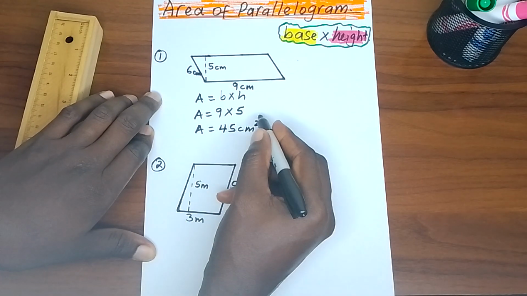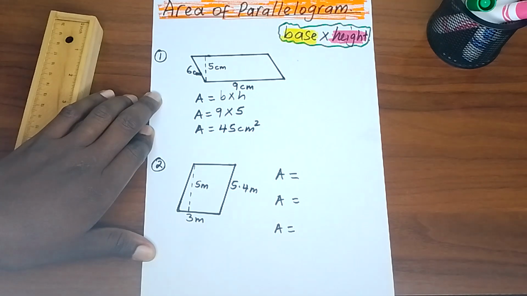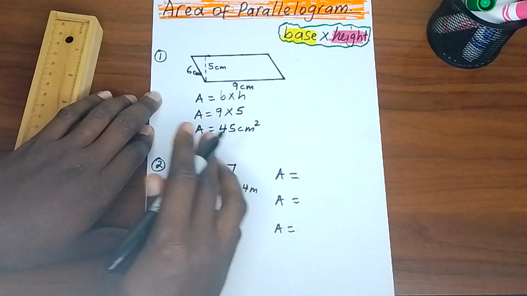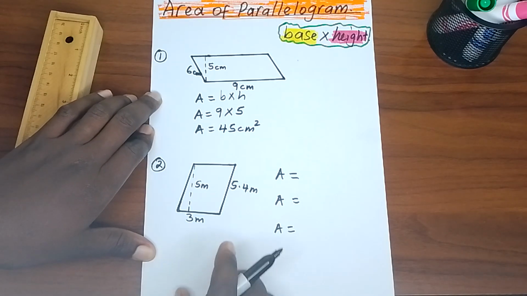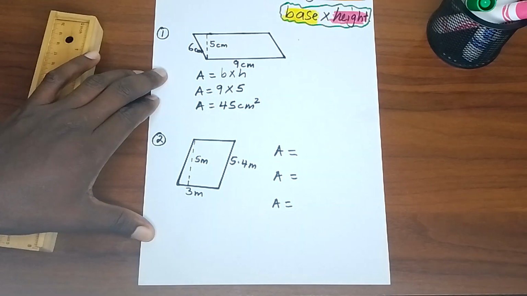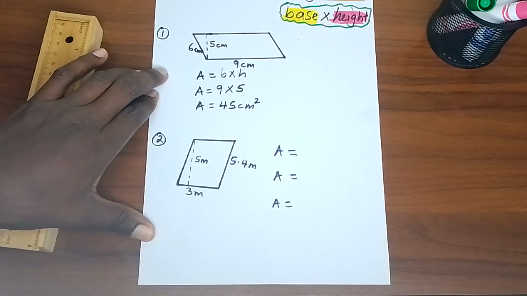Always remember to put the units in square units, with a square, because that is the way area is measured. It is measured in square units. Now we go to our second example.